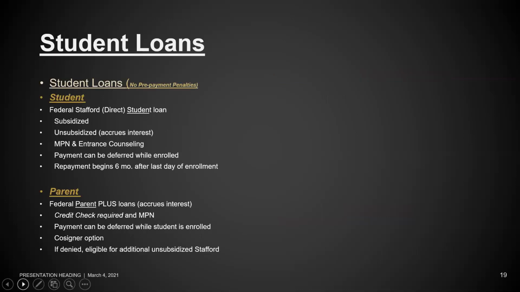Another type of financial aid that's awarded through the FAFSA is student loans. So even if you're not eligible for need-based aid, you still have to complete the FAFSA to be considered for federal student loans. The student has a loan that's called the Direct Student Loan. It comes in two different components, subsidized and unsubsidized. The subsidized portion means that the government is paying interest on that loan while the student is in school. On the unsubsidized portion, the interest starts accruing as soon as the funds are disbursed to the college.